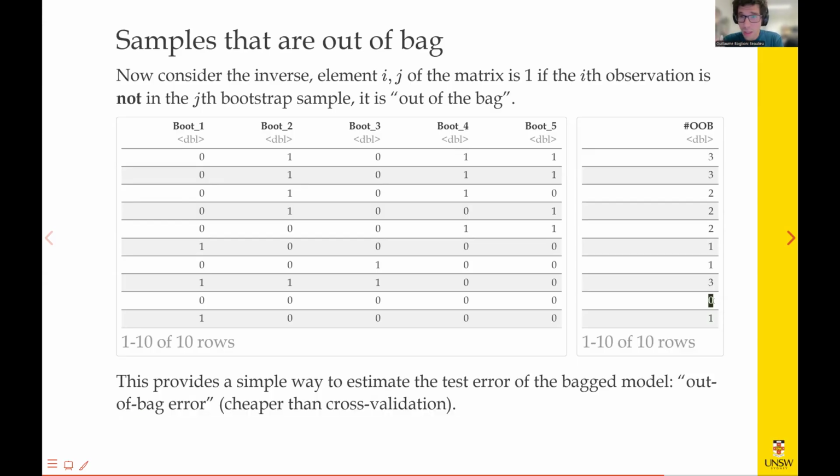Now, why does that matter? Why are we explaining all this? It's simply that out-of-bag observations give you a very neat, very clever way to compute cross-validation error. You basically get cross-validation error for free in a bootstrap model, which is quite nice. So you don't need to do an additional step of cross-validation. You get cross-validation for free.